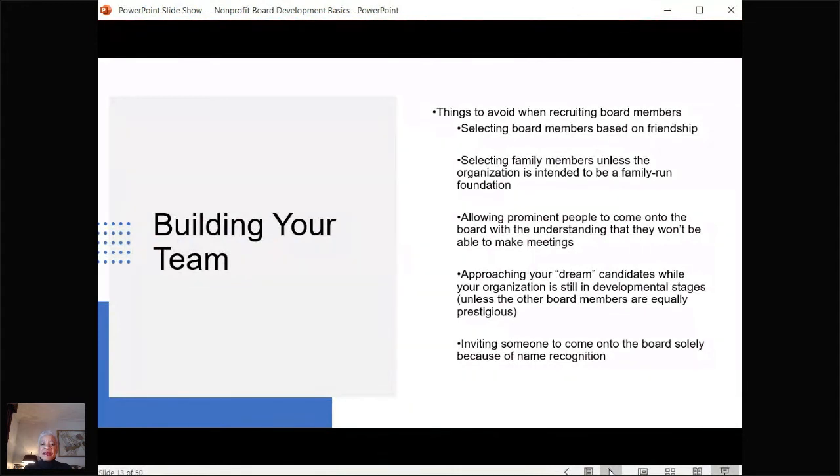Another problem is selecting family members unless the organization is intended to be a family foundation. And the reason why you don't want to do this, one, our families have one set of dynamics. We don't want to bring those family dynamics into the business of our organizations.